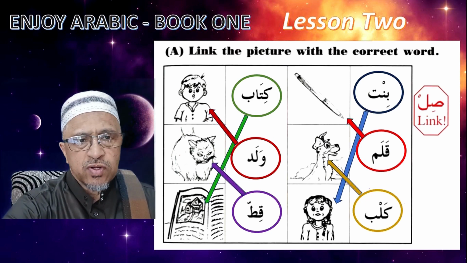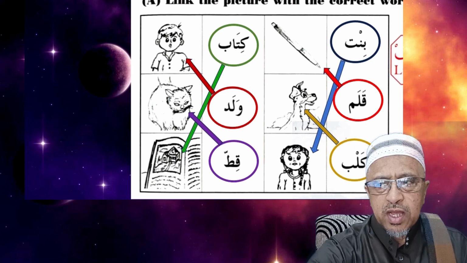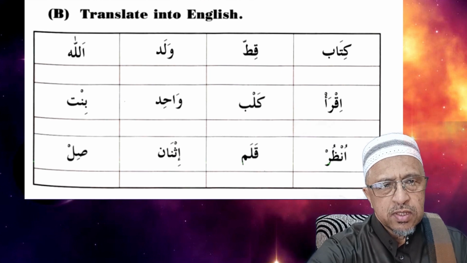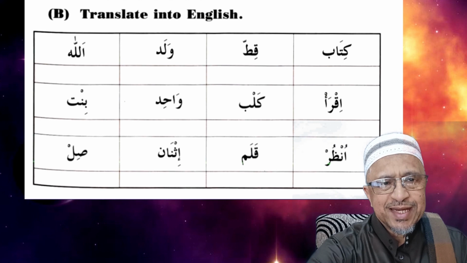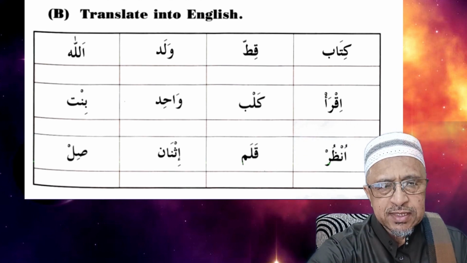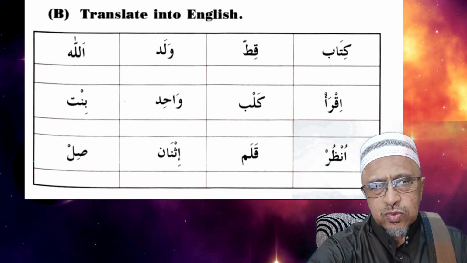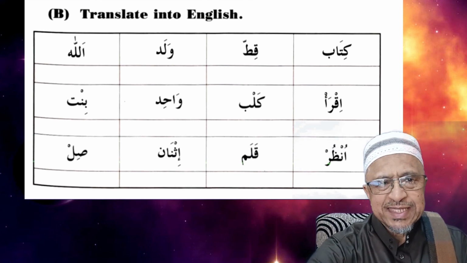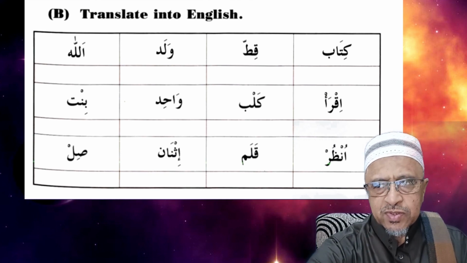Right, let's move on. And now we have the second exercise, which is translate into English. Who can remember the word for translate? It's tarjim. Tarjim means translate. Into or to is ila and al-inkliziyya. So tarjim ila al-inkliziyya. Translate into English.